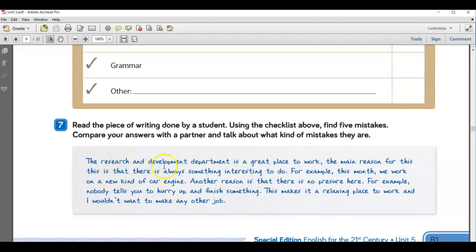The Research and Development Department is a great place to work. The main reason for this is that there is always something interesting to do. Okay? For example, this month we work on a new kind of car engine. Another reason is that there is no pressure here. For example, nobody tells you to hurry up and finish something. This makes it a relaxing place to work, and I wouldn't want to make any other job. Okay? So, what are these problems?